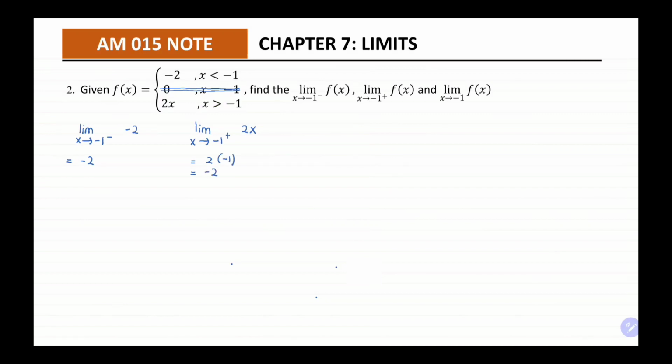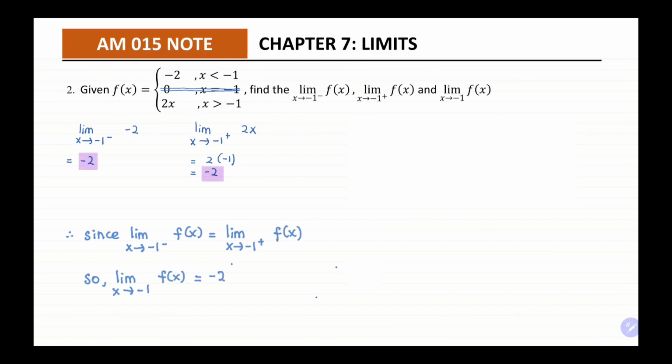So we can see here the value for limit x approach negative 1 from left is the same as limit x approach negative 1 from right. So we can conclude, since the limit from left equals the limit from right, limit x approach negative 1 equals negative 2.